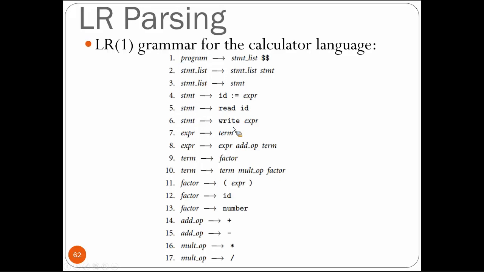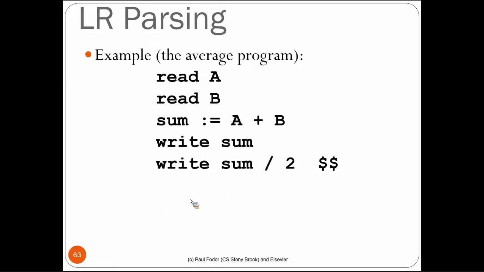A statement would be an assignment, a read, or a write. An expression is a term, or is an expression followed by add operation followed by term. And again, we have a left recursion. A term could be a factor, or it could be a term followed by multiplication followed by factor. Again, we have left recursion. A factor could be an expression within parentheses, an ID or a number, and the add and the multiplication operations are just tokens. And the input example is the same that we had before.